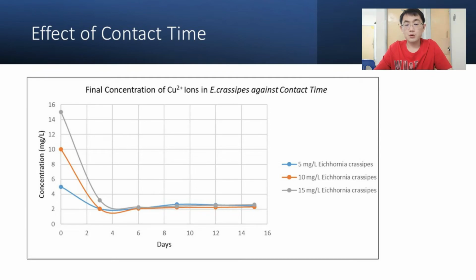This trend may be due to the high capacity of Echronia crab size to uptake copper-2 ions at the early stage. Once the heavy metal uptake capacity has reached an optimum, the final concentration of copper-2 ions will not fluctuate much. Hence, it can be concluded that the removal efficiency is directly proportional to the contact time.